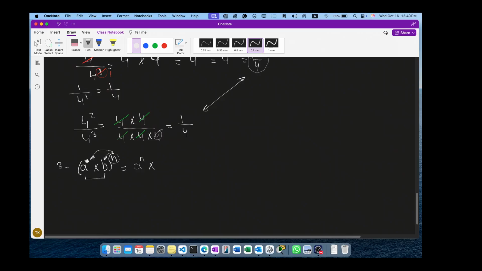It becomes a power n times b power n. Pay attention, guys. I have the same power, but different bases. Let me color.